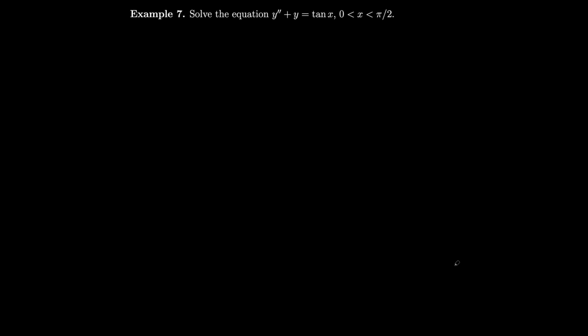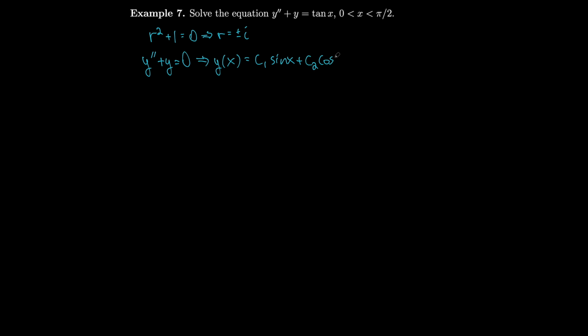How about we solve the equation y double prime plus y equals tangent of x, where x goes between 0 and pi over 2. So we'll take a look at our auxiliary equation first. So that's r squared plus 1 equals 0, which gives us roots equal to plus or minus i. So that means that our complementary equation y double prime plus y equals 0 has the solution y of x equal to c1 times sine x plus c2 times cosine x.